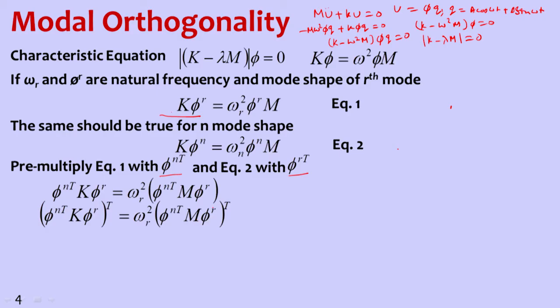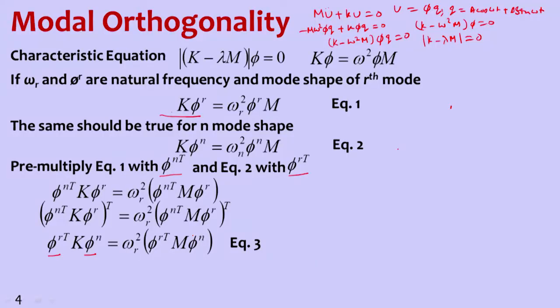Now in the transpose, these terms get reversed. So the transpose value will become phi r transpose k phi n. So this got reversed, and omega r square is exactly the same, and this one again gets reversed, phi r transpose m phi n. So this is a matrix property: if we take the whole transpose of A, B, C, what we will get is C, B, A.